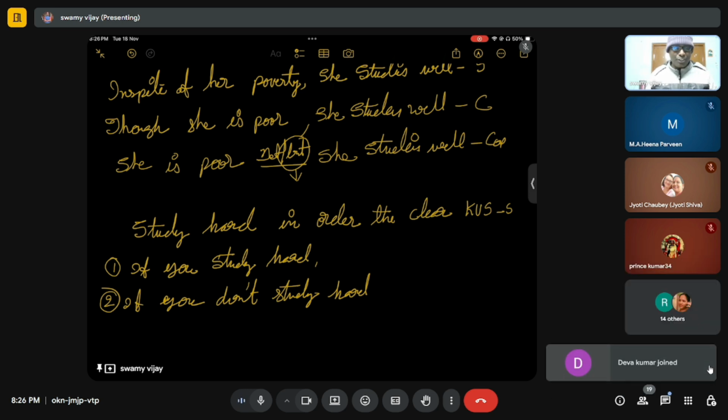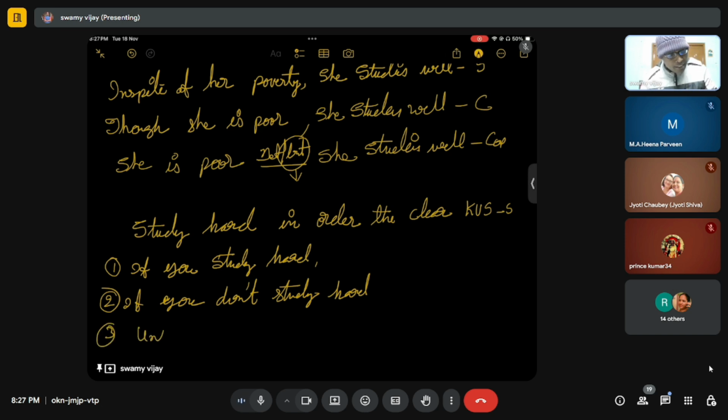Think about this question. "Study hard in order to clear" is a simple sentence. How do you transform this sentence into complex and into compound? This is your homework. After this class, find out whether you have to begin with "if you study hard," or "if you do not study hard," or you can go like Rani said, "unless you study hard."